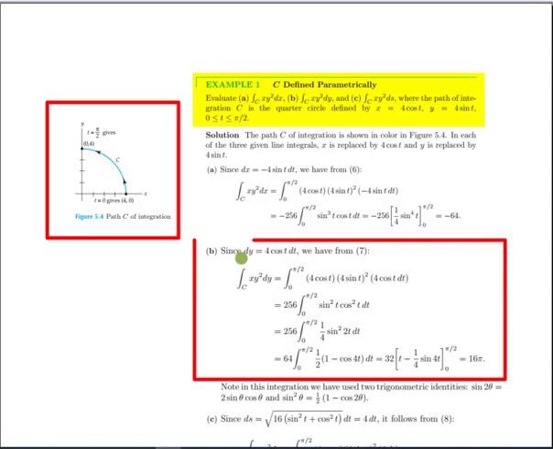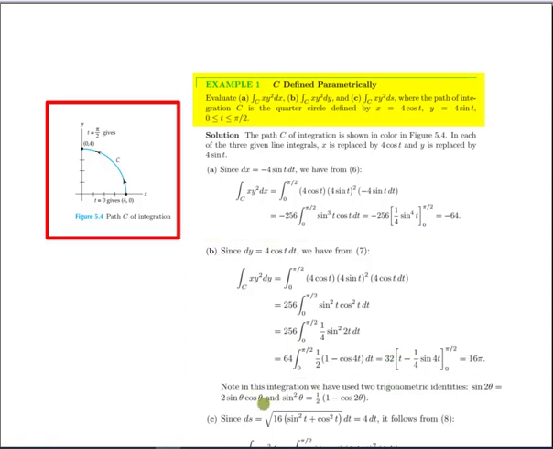Similarly in part B, dy equals 4 cos t dt. So from number 7, the integral over C of xy² dy equals the integral for t from 0 to π/2, x is 4 cos t, y is 4 sin t, and dy is 4 cos t dt, and after the integration we will get 16π. Note in this integration we have used two trigonometric identities: sin 2θ equals 2 sin θ cos θ, and sin²θ equals (1 minus cos 2θ) divided by 2.